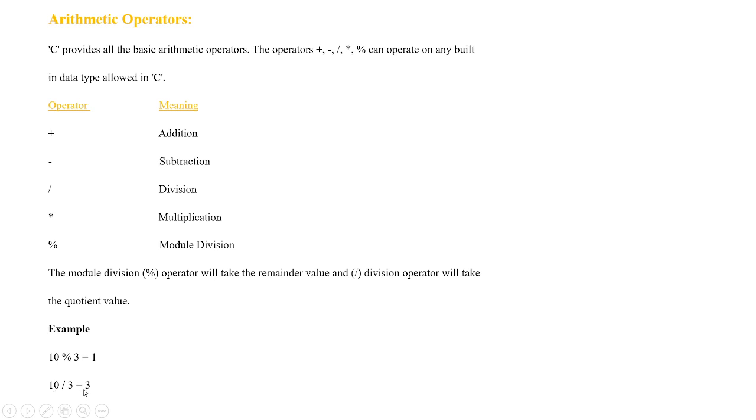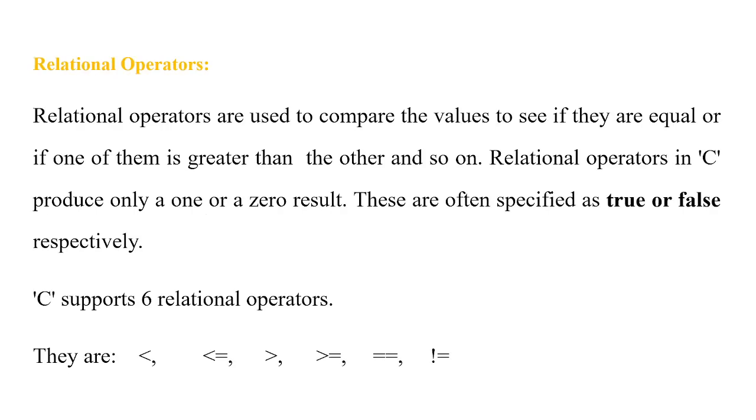Here we are going to get the quotient. If 10 is divided by 3, whatever quotient we get, this division operator is going to return the quotient value. Now let us move to the relational operators.